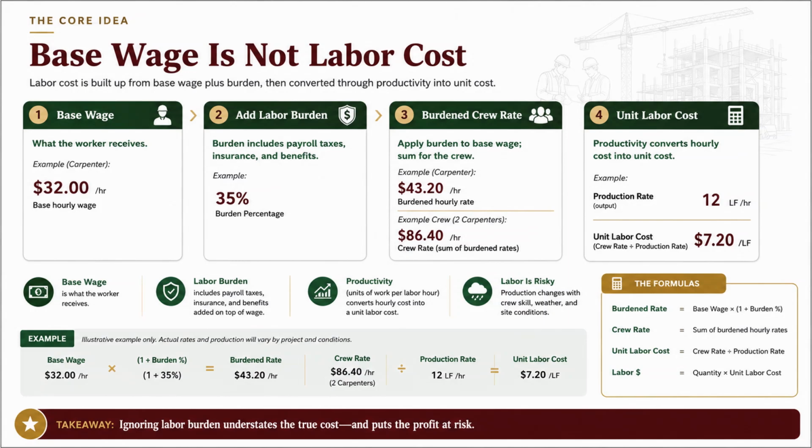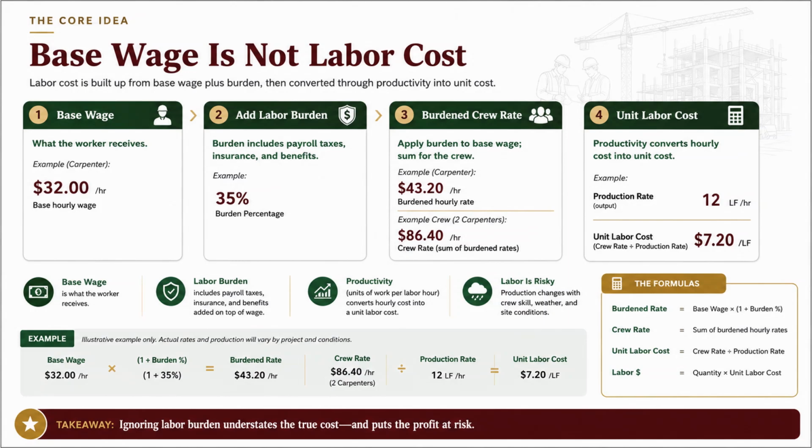Quick map check. Week 1, we lived in quantities, reading the documents, doing takeoff, getting to accurate counts and measures in OSD and Excel. And I told you then, a quantity without a price is trivia. This week, we start attaching dollars, and we start with labor because labor is the riskiest dollar in the estimate.